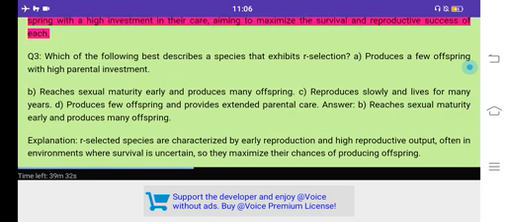Explanation. K-selected species, like oak trees, produce fewer offspring with a high investment in their care, aiming to maximize the survival and reproductive success of each.